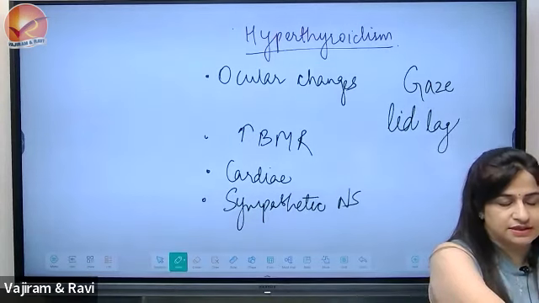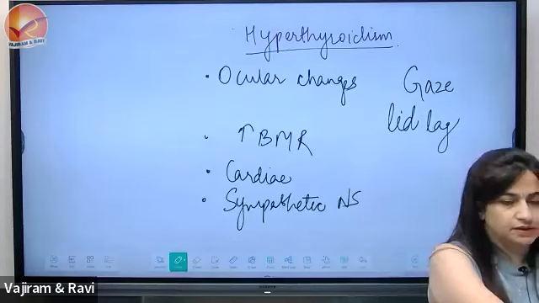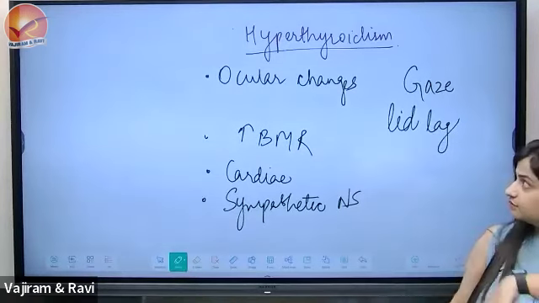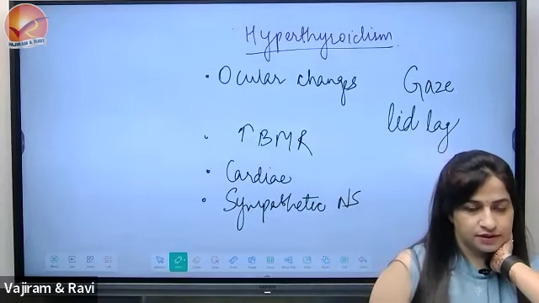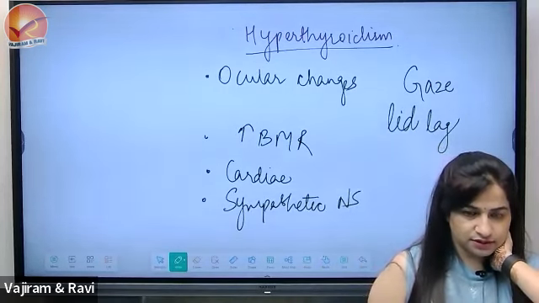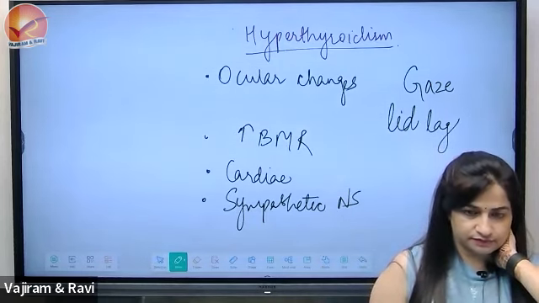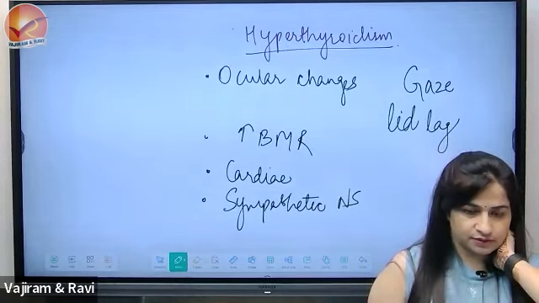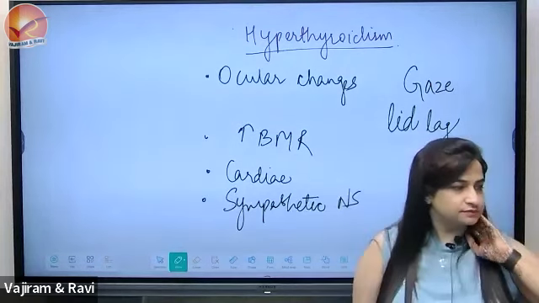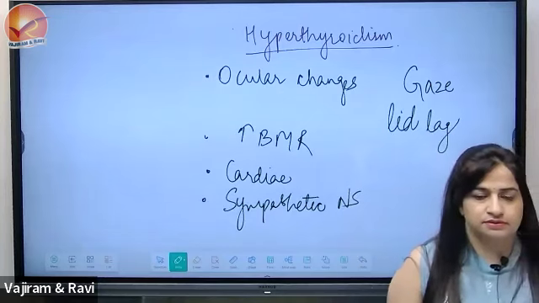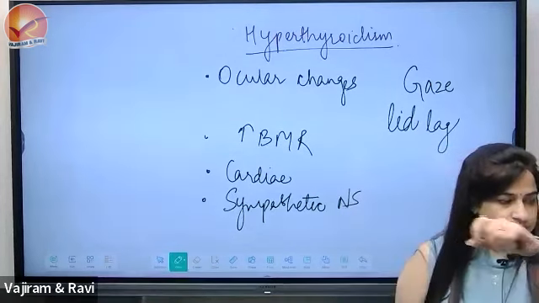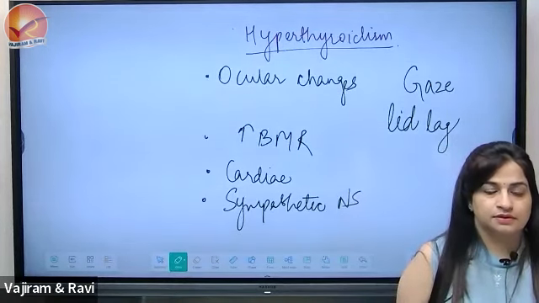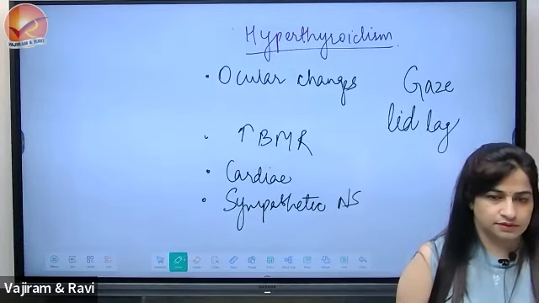In the next line, the ocular changes: the true thyroid ophthalmopathy is more pronounced in Graves' disease, where there is proptosis, exophthalmos. All right.